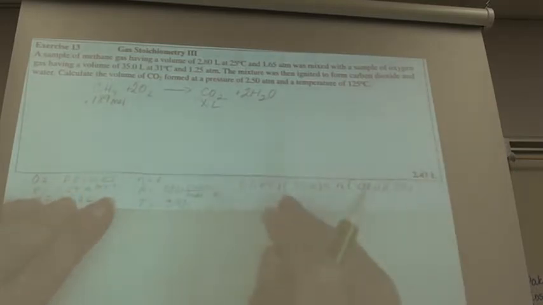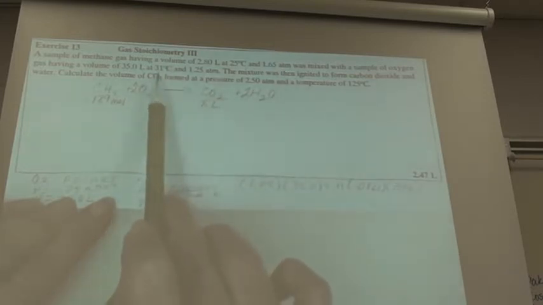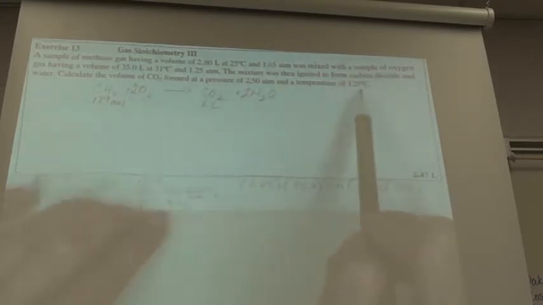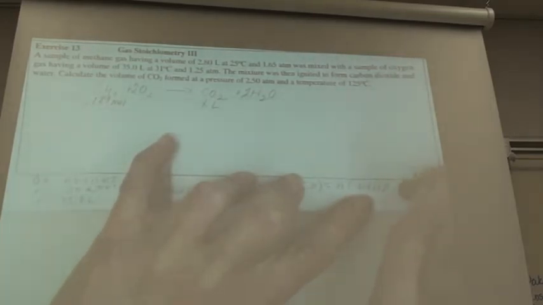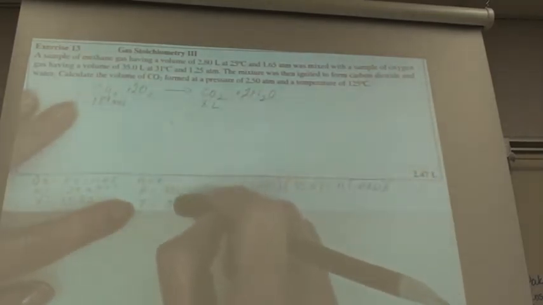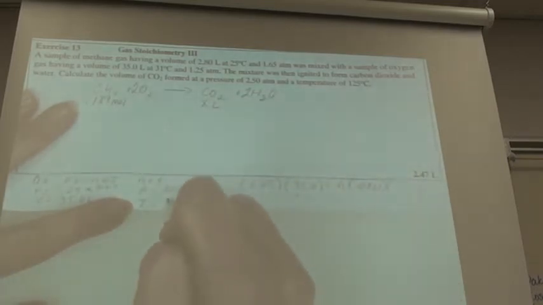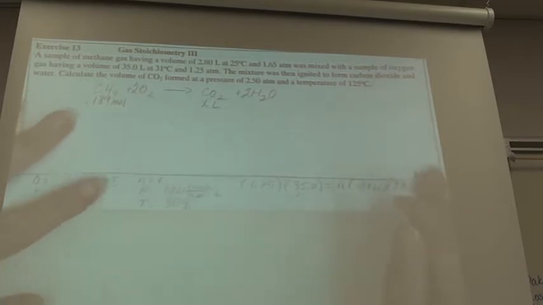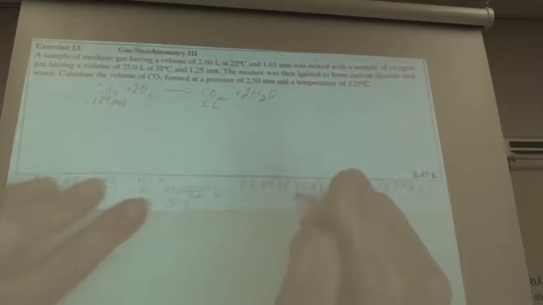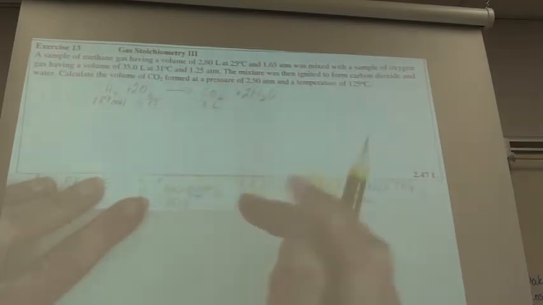Wait, isn't it 31? Oh, it is. It's 31. Sorry, we got carried away. 31, that's for the next part. 304. All right. The number of moles is 1.75 moles of O2.